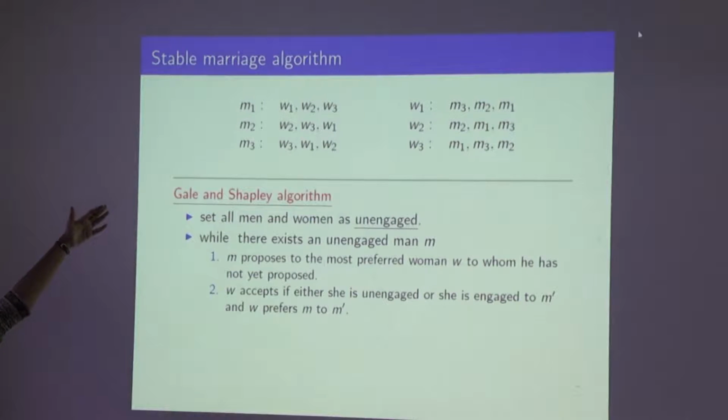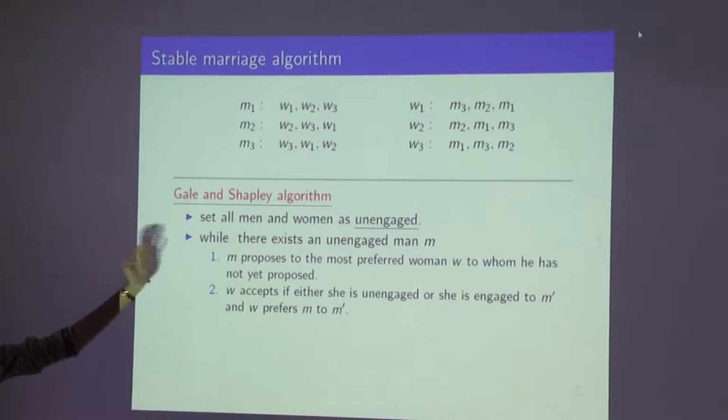So let's say some man proposed to some woman. When will she reject him? If she is free or unengaged, she is certainly going to accept him. But if she rejects him, what do we know?